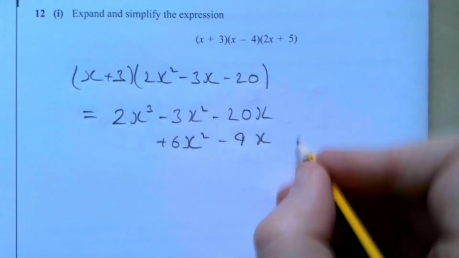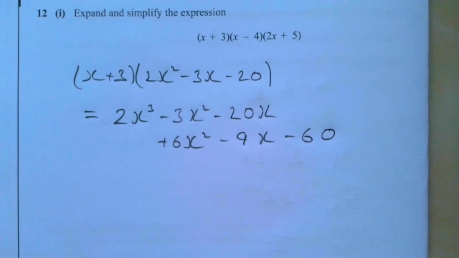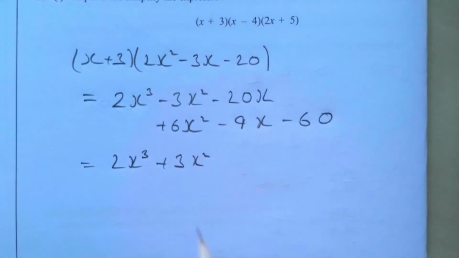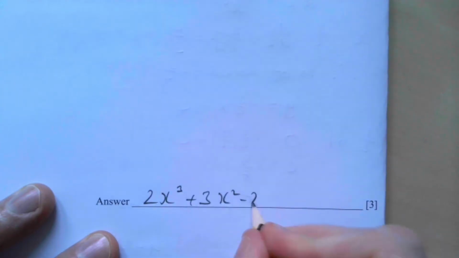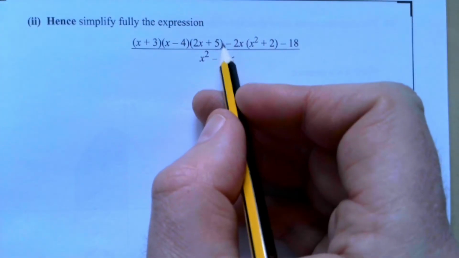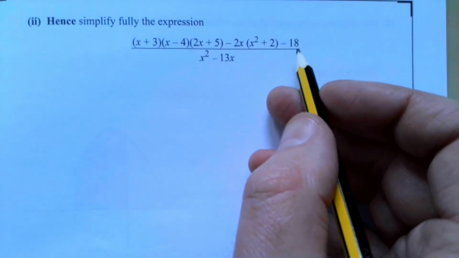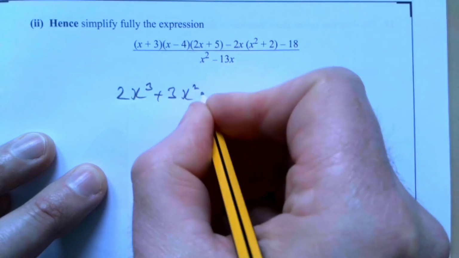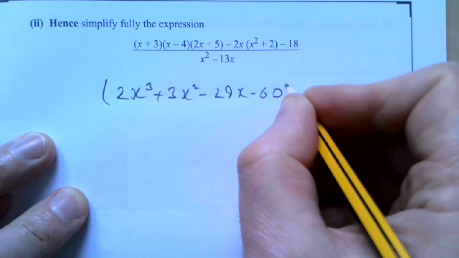minus 9x minus 60. So tidying it all up gives me 2x cubed plus 3x squared minus 29x minus 60. So just write that in where the answer is. So 2x cubed plus 3x squared minus 29x minus 60. Hence, simplify fully this expression here. This is the thing we've just multiplied out, and then this needs tidied up as well. So if we look at our numerator, let's see if we can tidy it up. So we're going to get, then what was that? That was 2x cubed plus 3x squared minus 29x minus 60.